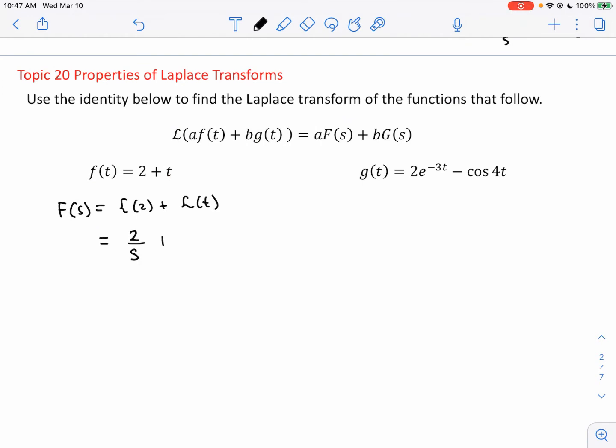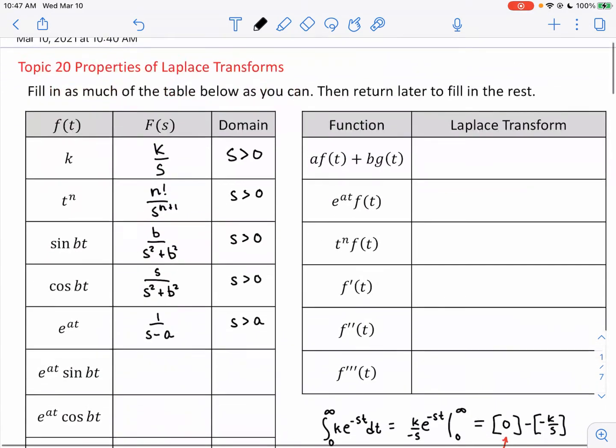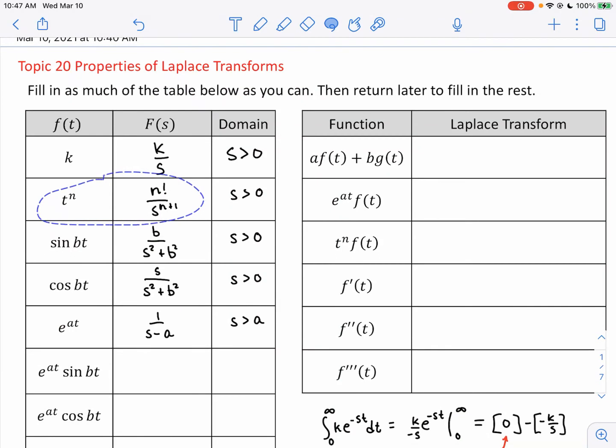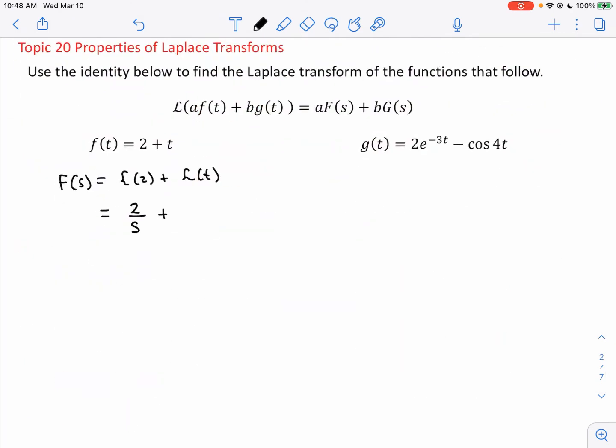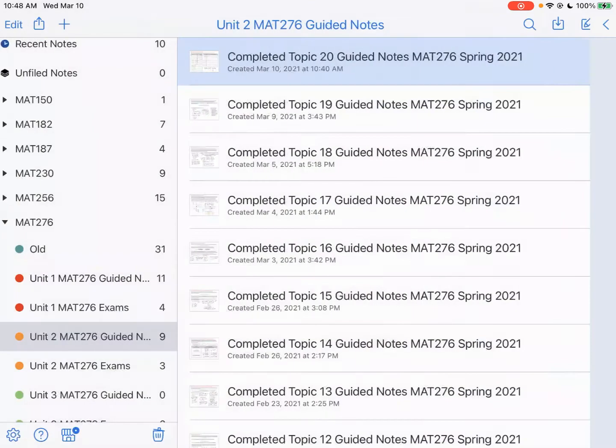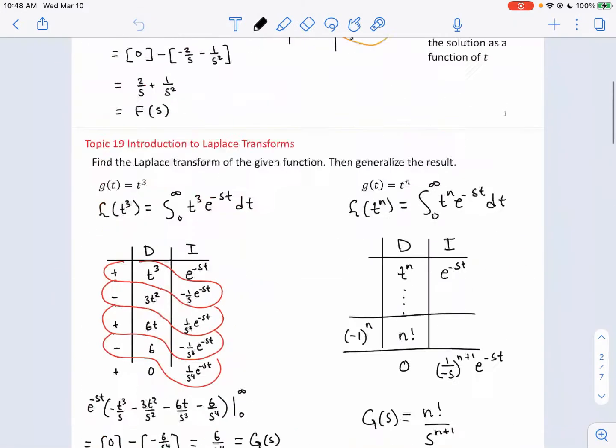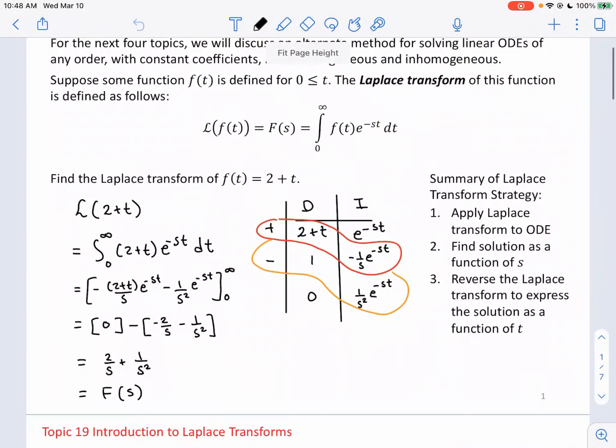So we get just a nice clean 2 over s is the Laplace transform of the first part. And then plus, and now we have to do the Laplace transform of t. So we're going to use this second entry right here where n is 1, because t is the same thing as t to the 1. So we're going to get a 1 factorial over an s to the 1 plus 1. So a 1 factorial, which is 1, over s squared. So we get 1 over s squared. And this is the Laplace transform of 2 plus t. Now let's just compare that to what we did in our notes last time. The very first slide, we used the definition of Laplace transform. So we did this improper integral, and we got the same result, 2 over s plus 1 over s squared.